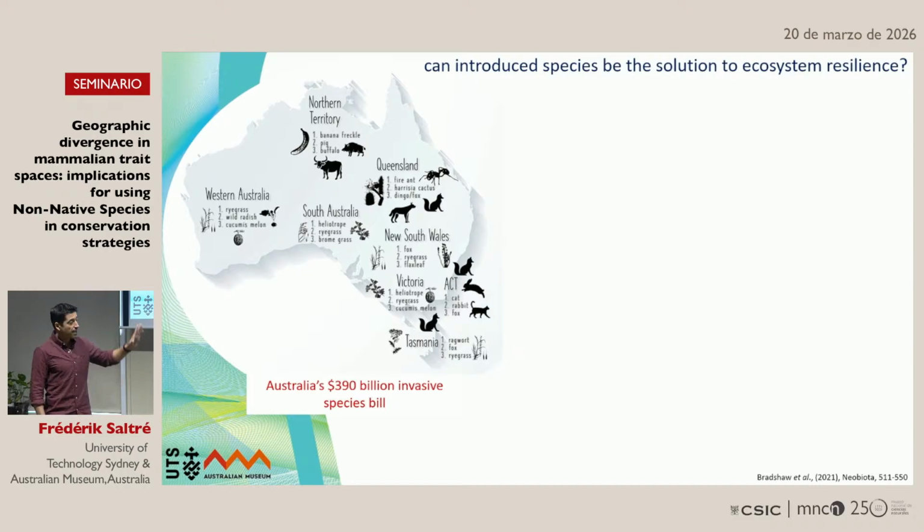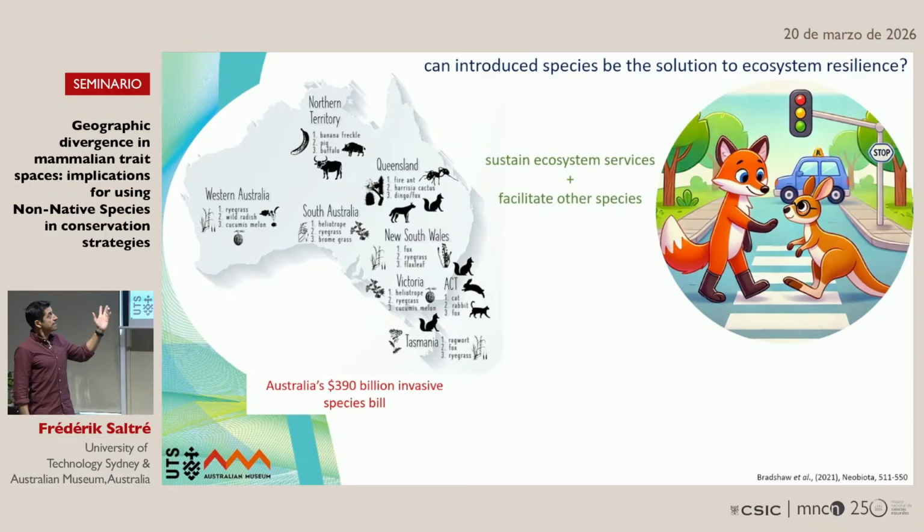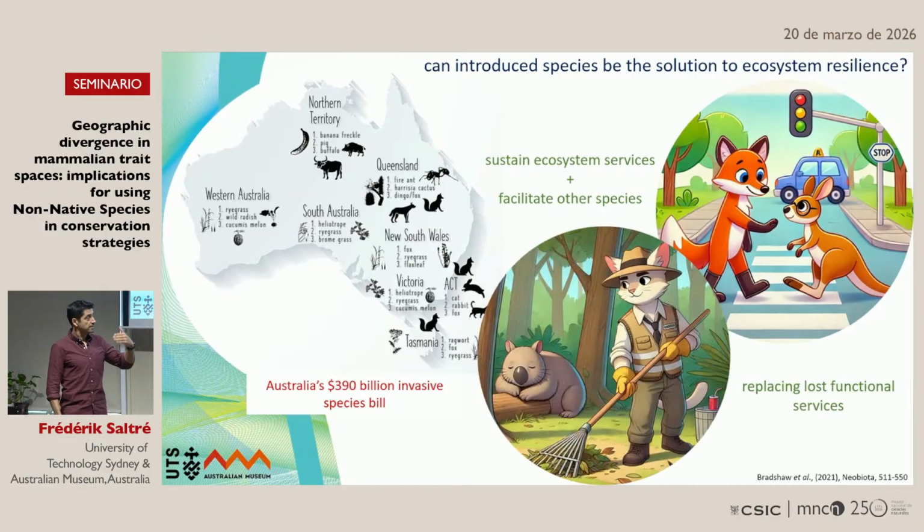Still, disregarding this impact, we are starting to see a push in Australia from a school of thought saying that we should actually embrace those invasive species, cats, foxes, deer, and pigs, because they can indeed help facilitate other species and sometimes replace lost functional services.